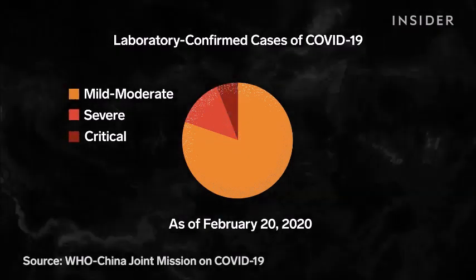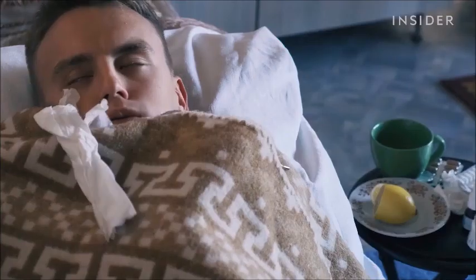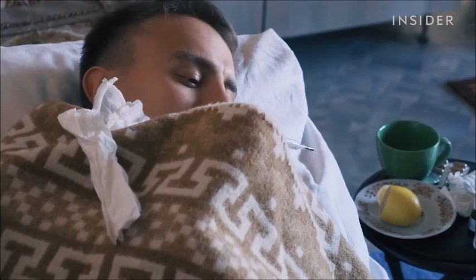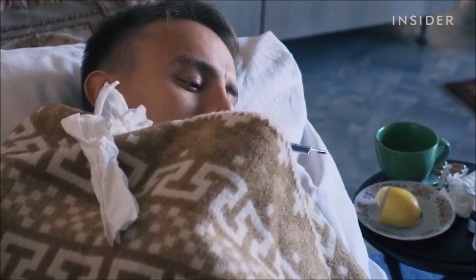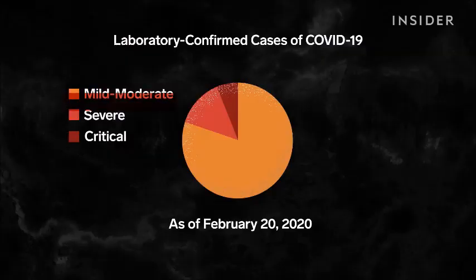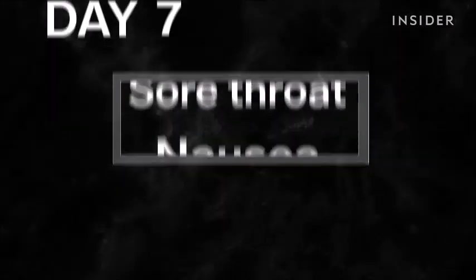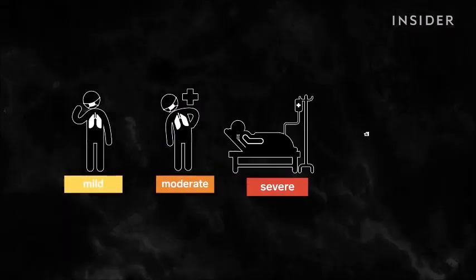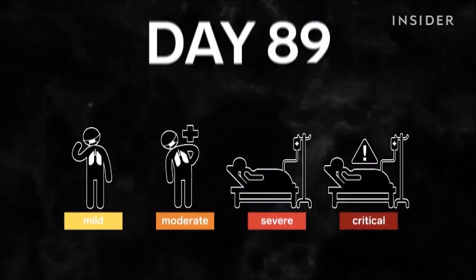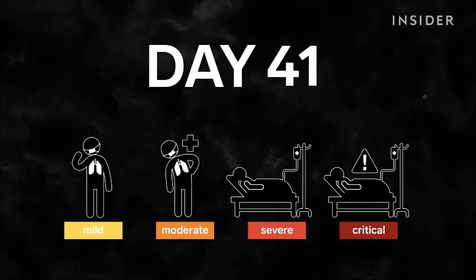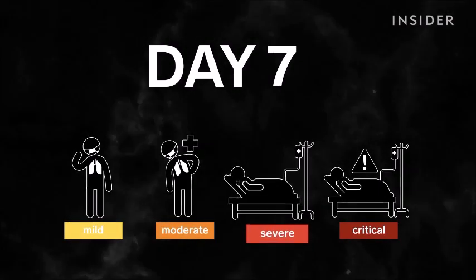Just to be clear, a mild case of COVID-19 is not like a mild cold. The symptoms will still be pretty severe. Anything less than needing oxygen puts you in this category. Severe cases do need supplemental oxygen, and critical ones are defined by respiratory or multi-organ failure. The symptoms, treatments, and timelines of having the disease vary, depending on which category patients fall into. So let's break down what having COVID-19 looks like day to day for each level of severity.